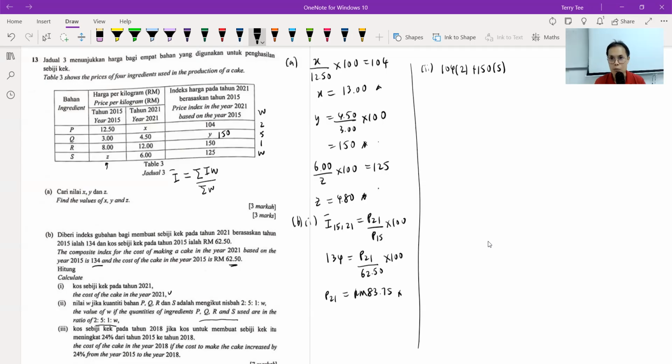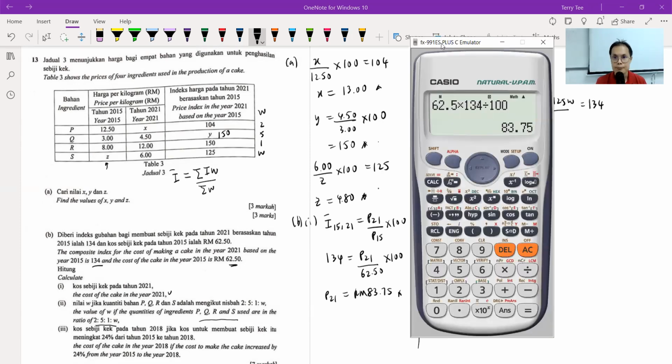Maybe I should draw a bit below here, no space. Okay, let me write starting from here. 104 times 2, 150 times 5. Another 150 here, they are double 150 here. Another 150 times 1 and 125 times W. Divide by total weightage. My total weightage is 2 plus 5 plus 1 plus W, equals composite index 134. Okay, so let's add this up.